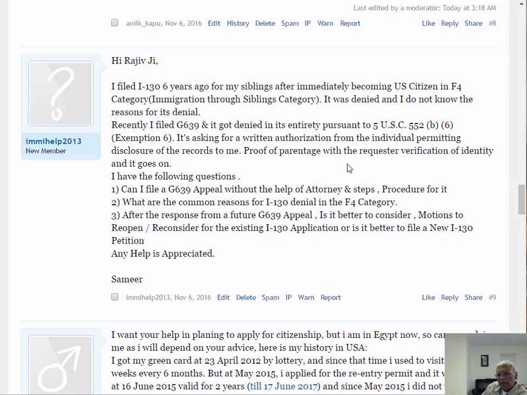So if you write back to them or go to your congressman's office, that could be another thing you could do. Go to your local congressman's office and say, they are giving me this hassle. I don't understand what the problem is. I'm only asking for the I-130 that I filed.